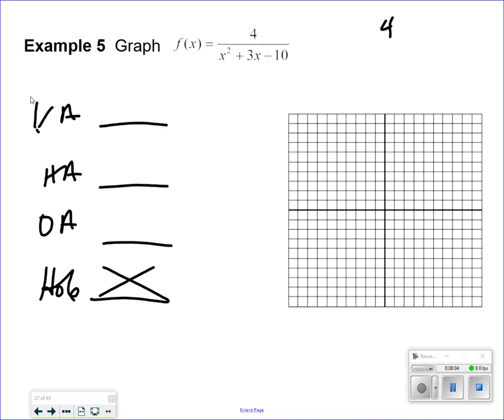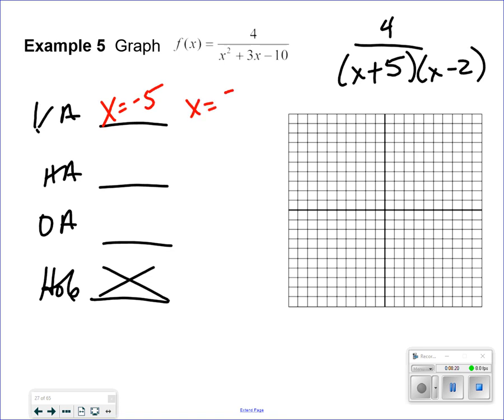Next, factor. If I can factor the bottom and I can factor the top, I should do that. So again, nothing's canceling. Vertical asymptotes occur where the denominator is 0. So there's an x equals -5 and an x equals 2 vertical asymptote, because I can solve this equaling 0 at -5. And I can solve the other one for x equaling 2. So those are vertical lines that go through the graph.